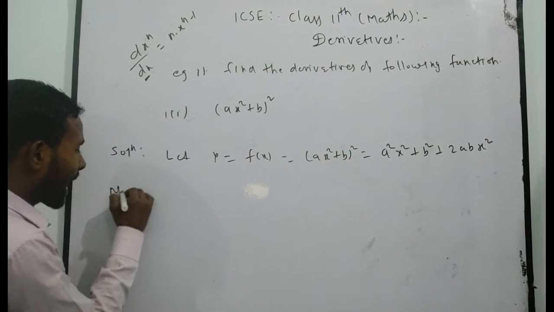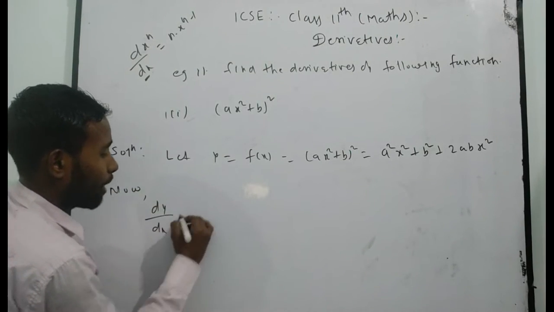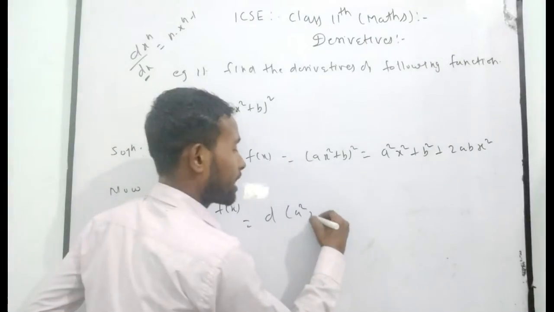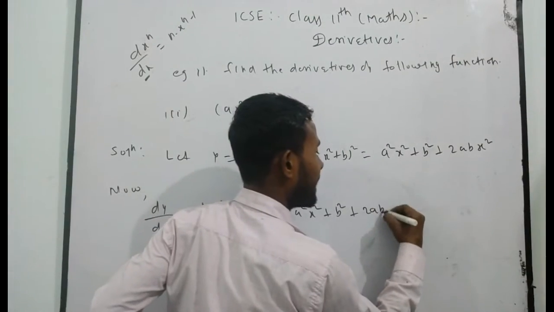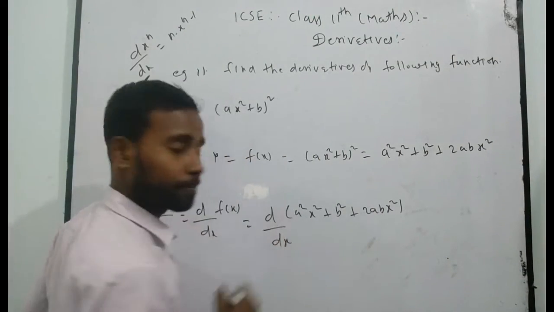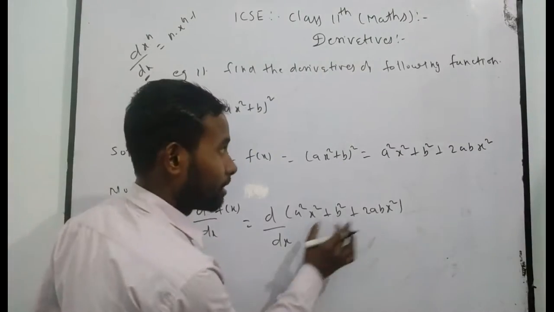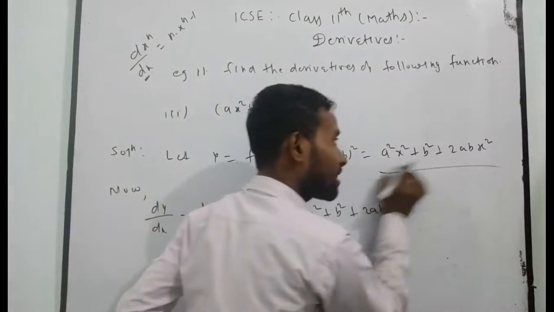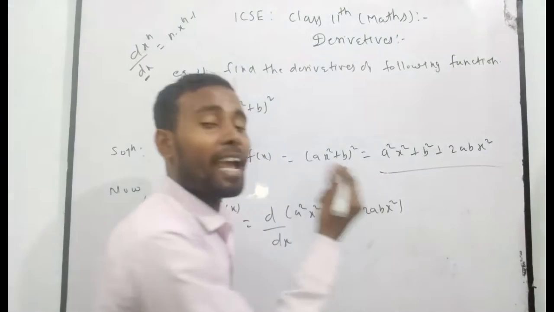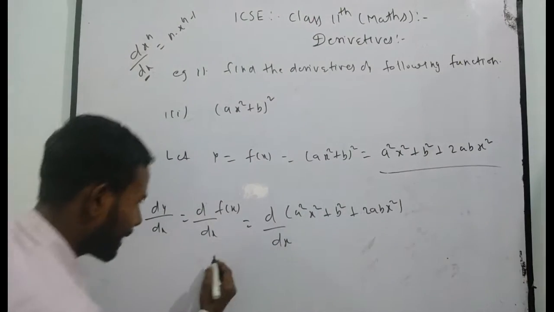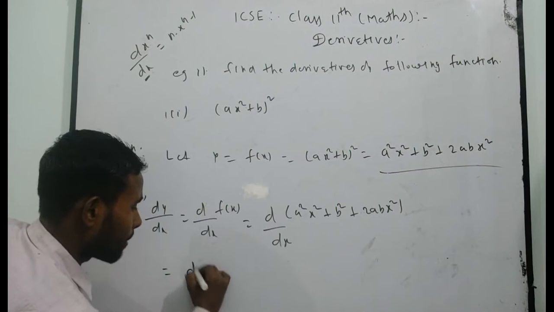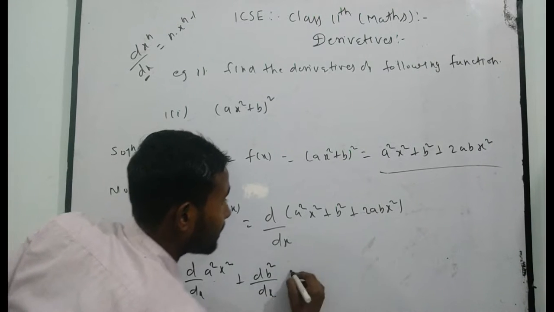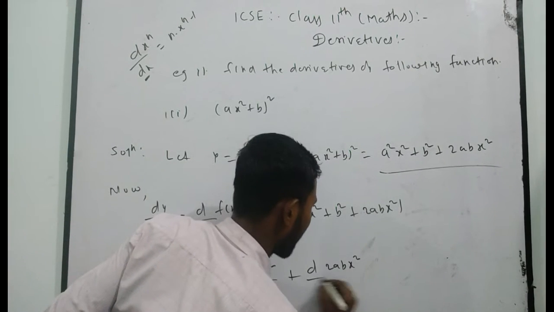Now you have to simply find the derivative of y with respect to x, which will be the differential coefficient of f(x) with respect to x. Can I write the derivative of a²x² + b² + 2abx² with respect to x? Here f(x) is equal to this term. This expression contains 3 terms and each term is a function. Can I separate it for differentiating? Derivative of a²x² with respect to x plus derivative of b² with respect to x plus derivative of 2abx² with respect to x. Can I write?